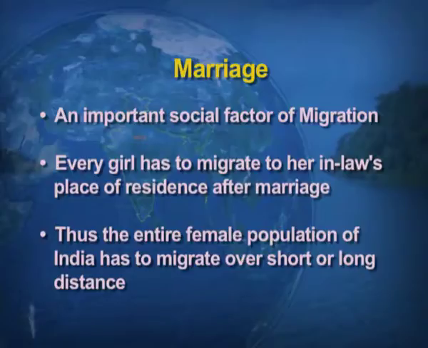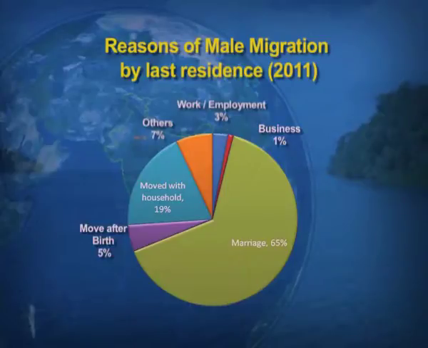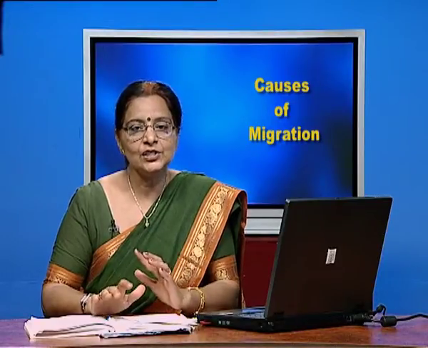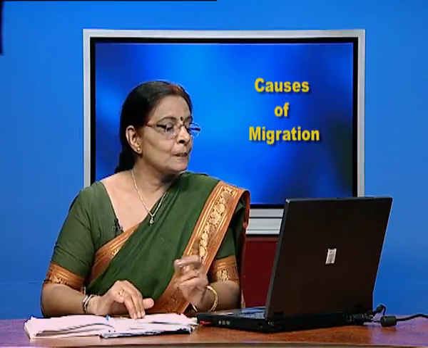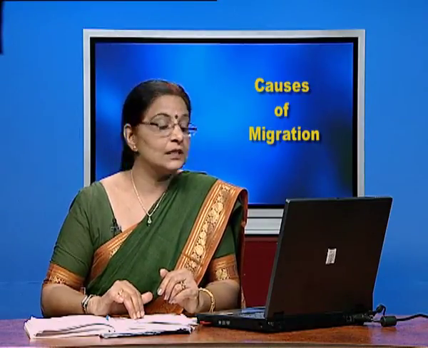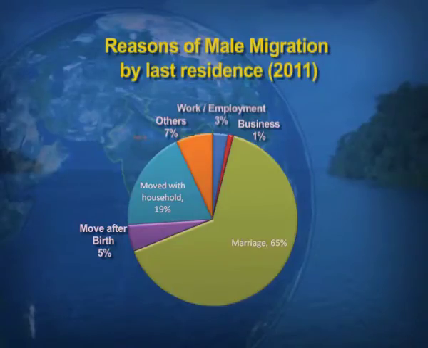which indicates female migration. Here you can see more than 50% of the migration, that is 65% of the migration of females, is only because of marriage. So you can well differentiate between the causes of male migration and female migration. And the second largest migration under the females, as you can see in the visual, is when they move with the households. That means the whole family shifts from one place to another. Then movement after birth is only 5% under the females.